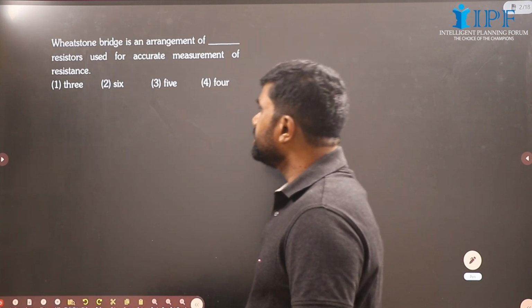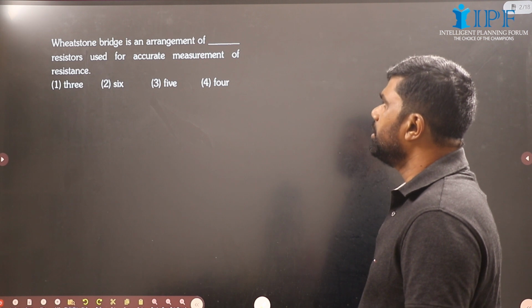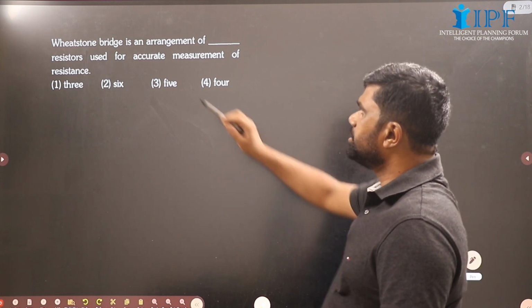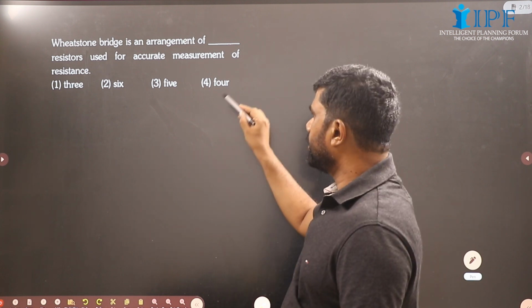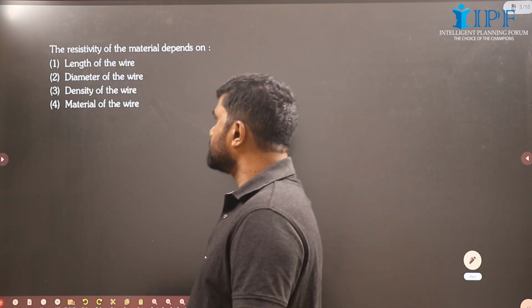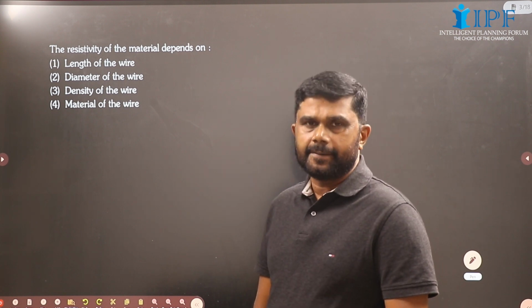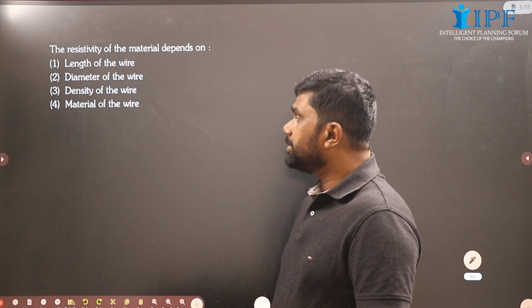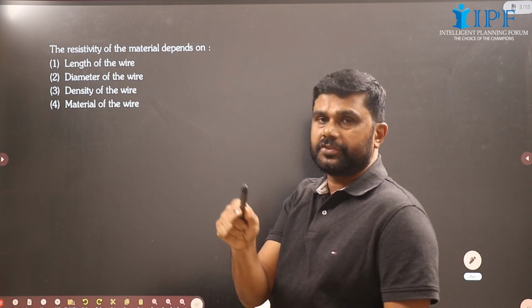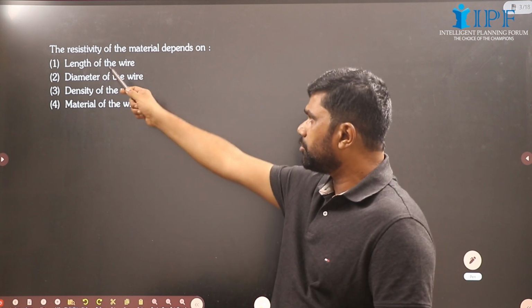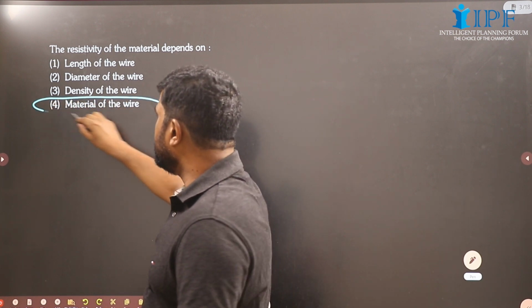Okay. Now let's see. Wheatstone's bridge is an arrangement of resistors used for accurate measurement of. See, Wheatstone's bridge is an arrangement of how many resistors? 4 resistors. Okay. So this one. Next, the resistivity of the material depends on the material only. Okay, and we can say it depends on temperature also. But here it is given that resistivity is independent of the length or diameter or density of the wire. It depends on the material of the wire.